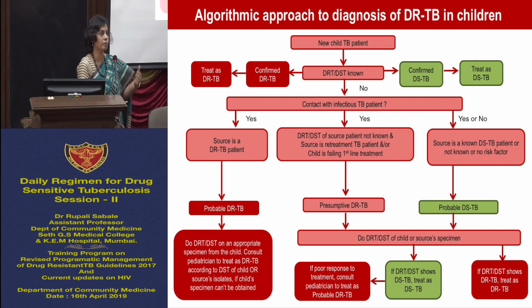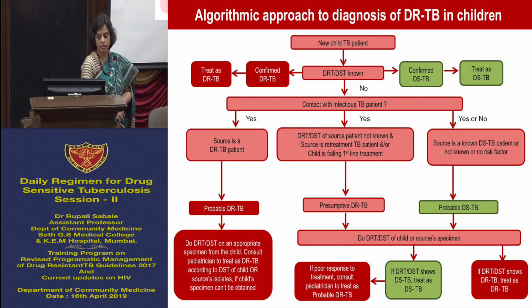It may be the parents, it may be neighbors, it may be a relative, anyone, if you are getting the history. Now if that source is a drug resistant TB patient, not the child, if that source is a drug resistant TB patient, the child may be having probable drug resistance. So we term that as probable drug resistant tuberculosis.